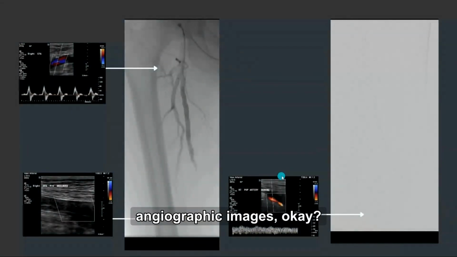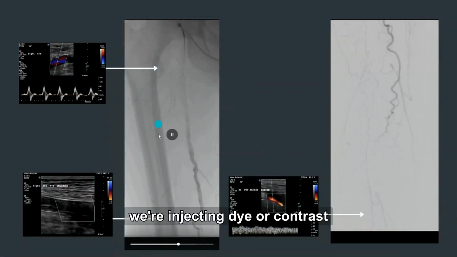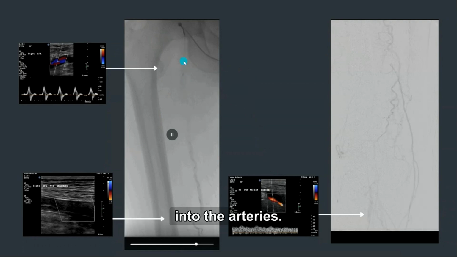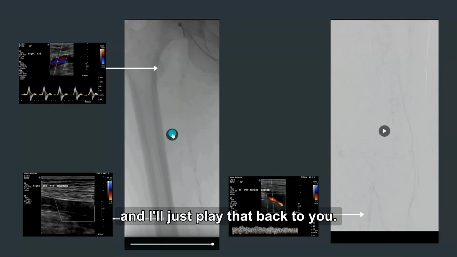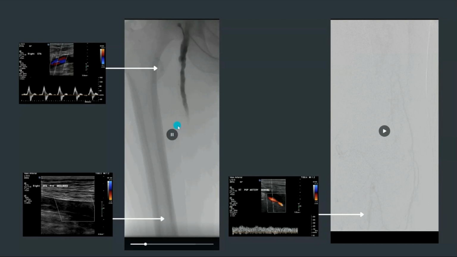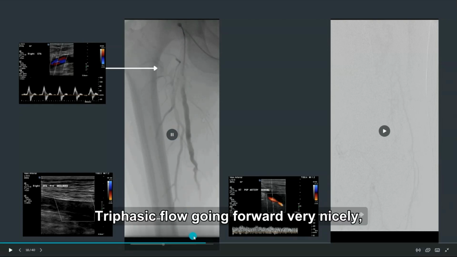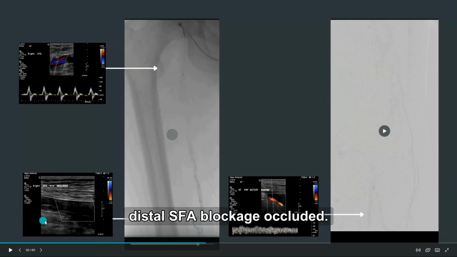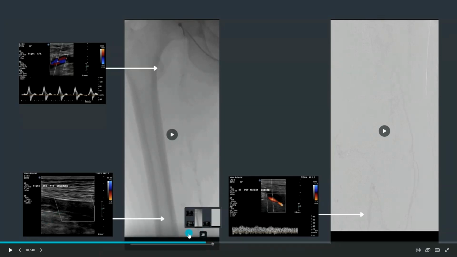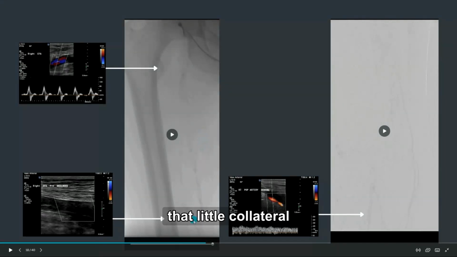And I'll just show you some angiographic images. Okay, so this is fluoroscopy. We're injecting dye or contrast into the arteries, and this is that level at the common femoral artery, and I'll just play that back to you. Triphasic flow going forward very nicely, and then down here, distal SFA blockage, occluded. You can't see anything; it should be going down there, but it's not. And you can see there's that little collateral coming off there.